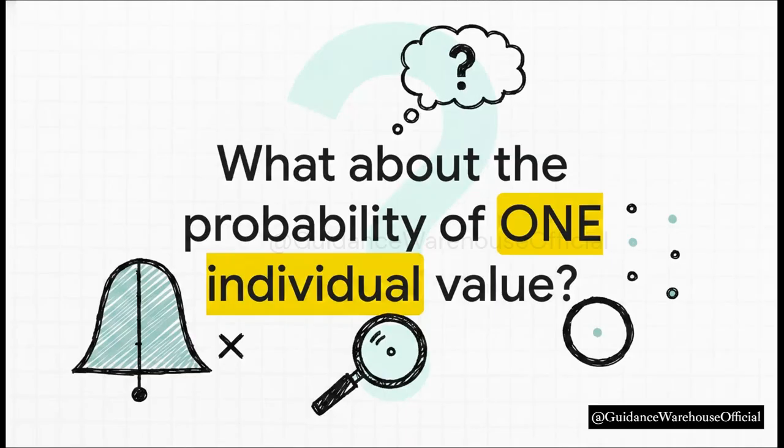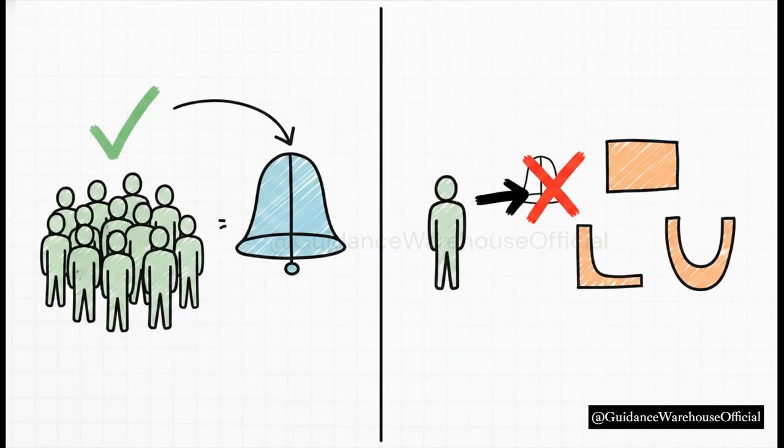Now, looking at this, you might be wondering, wait a second, what if the word problem doesn't even mention a sample size? What if I literally just want to find the probability of one single individual value? Stop right there. This is so important. Do not use the Central Limit Theorem. Seriously, this is the single most common mistake you have to avoid.